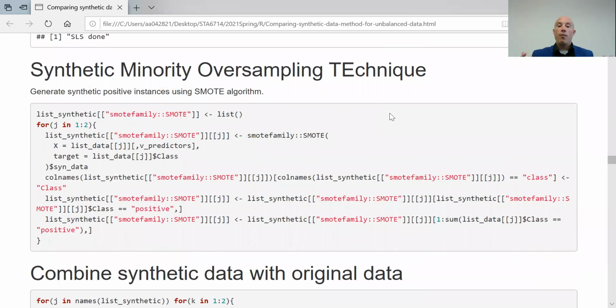And now here we have SMOTE. Now this is a different SMOTE than we looked at before. Previously, we looked at SMOTE within the data mining with R package. Now this is SMOTE within the SMOTE family package. All right, and this performs very similarly to all of the other SMOTE family functions that we've taken a look at.